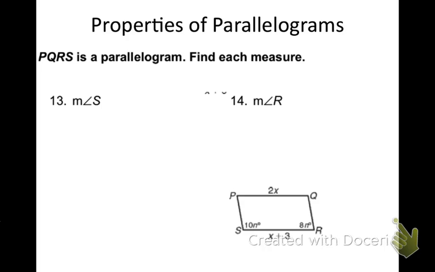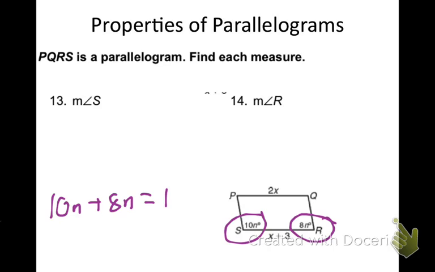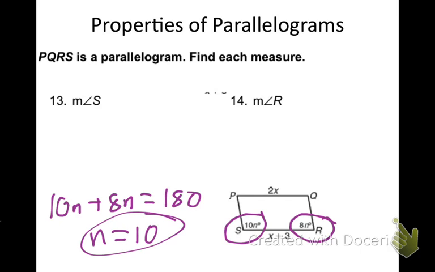Try these two on your own. What do I know about these two angles? So if I look here at angles S and angle N, what do I know about those two angles, Jessica? They're not the same, but they add up equal to what? 180. So I have 10N plus 8N equals 180. And I solve for N then. What does N come out to be, Drew? 10. N equals 10. Then you plug both those back in, and what's angle S going to be, Ryan?